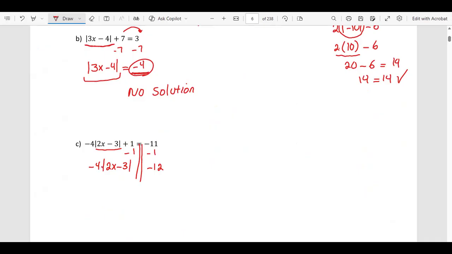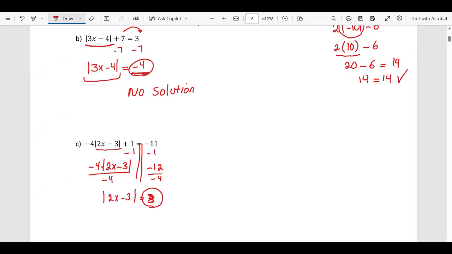To isolate the absolute value, you have to divide by -4. So now I have only the absolute value on the left side, and on the right side, -12 divided by -4 gives me +3. Okay? This is a positive number, so I can continue and finish the work.